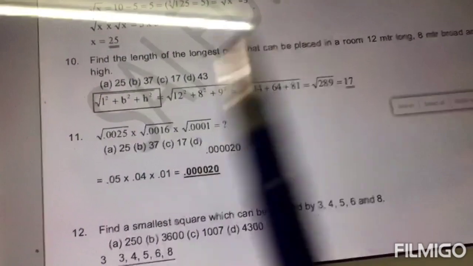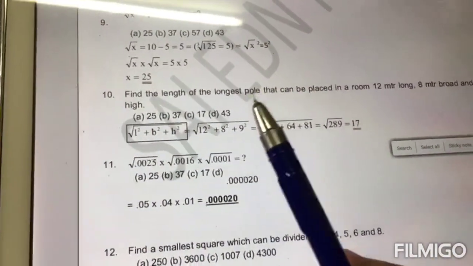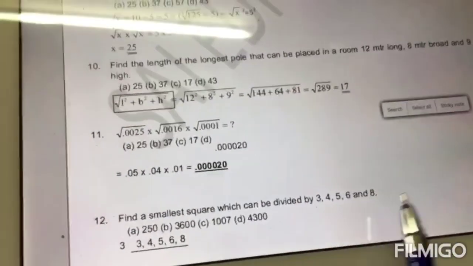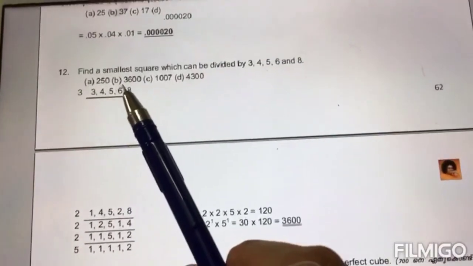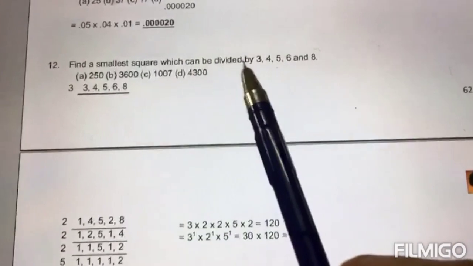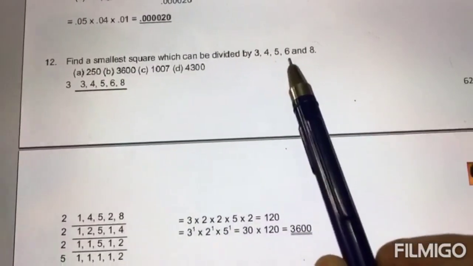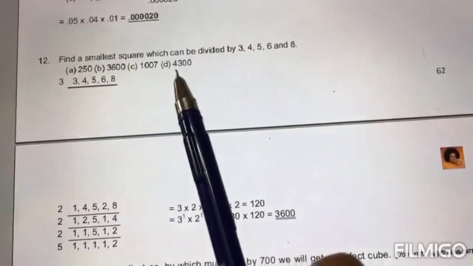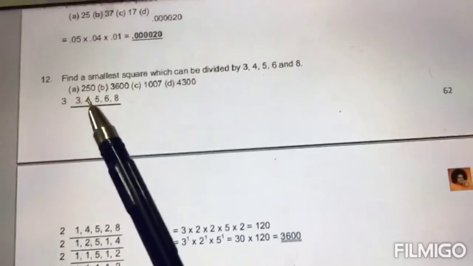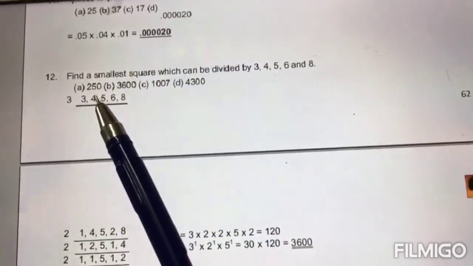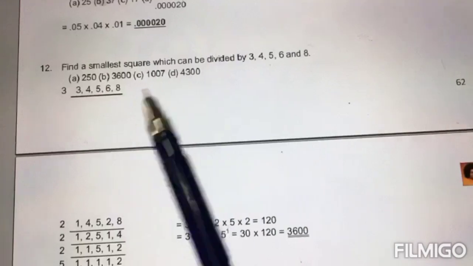Now number 11 is very similar to numbers 8 and 7 that we did, so I'm not going to do it. Let's move on to number 12. Right, let us start number 12. Find the smallest square which can be divided by 3, 4, 5, 6 and 8, and they have given you the answer options. So let us look at the answer options and work from there.